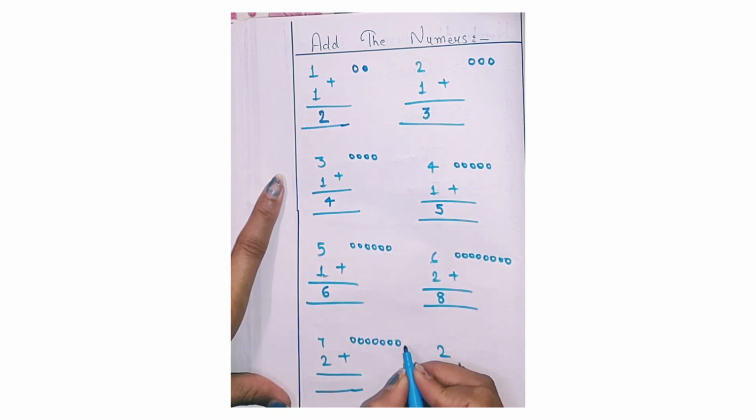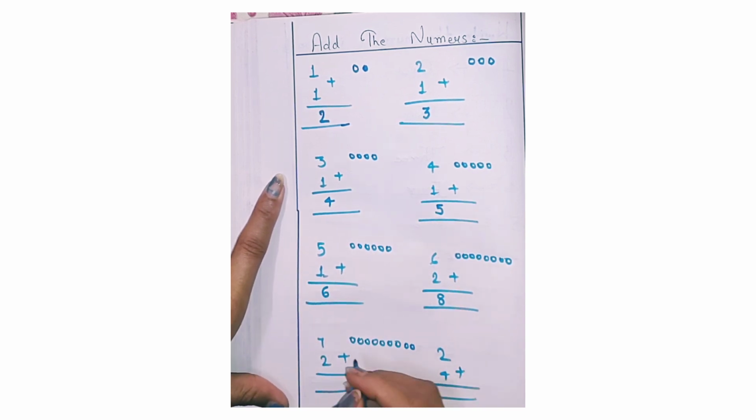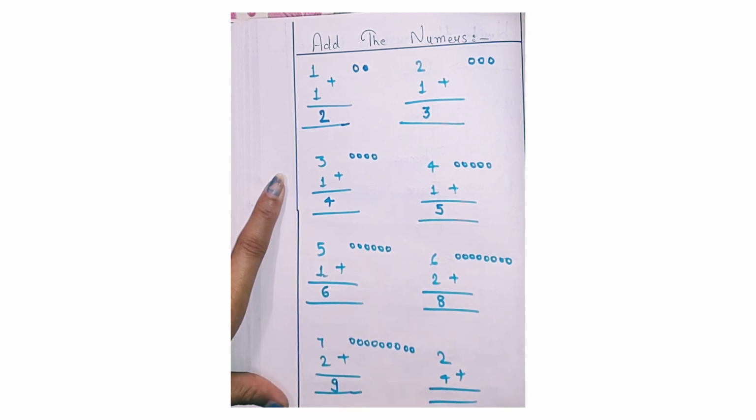And 2. Write 2 0. How many 0 are there? 1, 2, 3, 4, 5, 6, 7, 8, 9. 9. Write 9 here. Next 2.